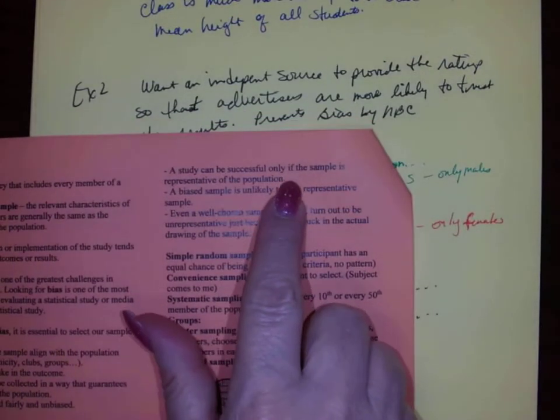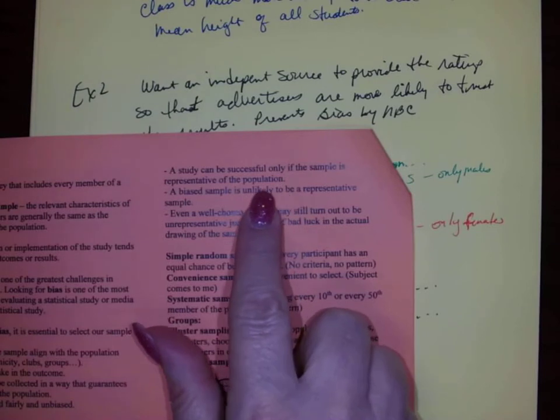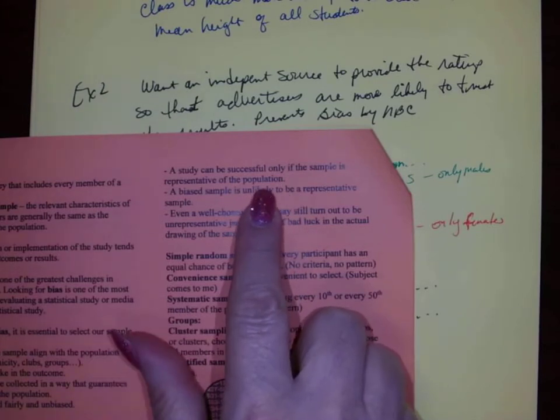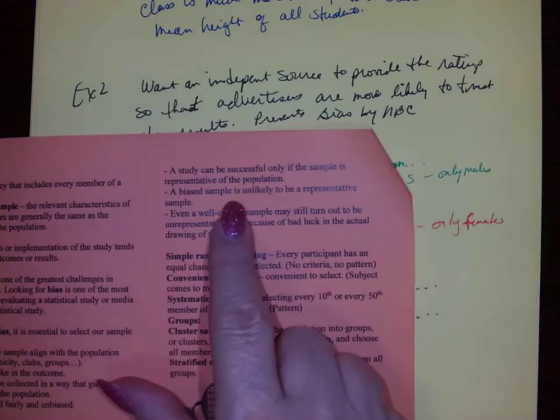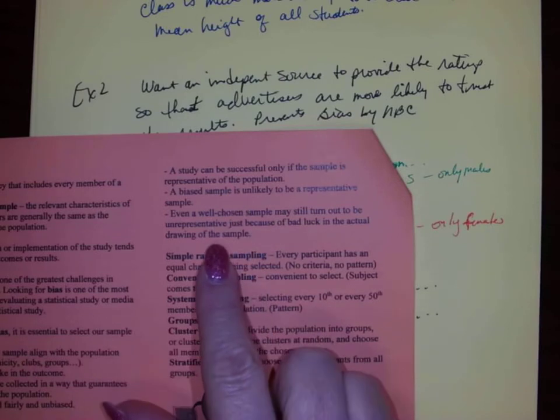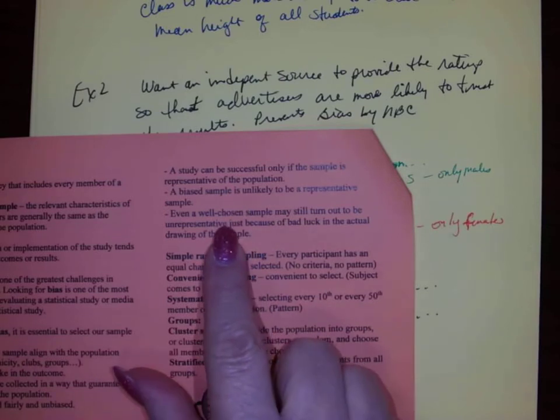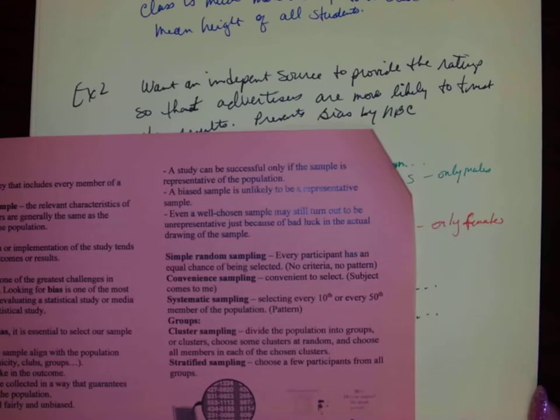A study can be successful only if the sample represents the population. A biased sample is unlikely to represent the population, and even a well-chosen sample may still turn out to be unrepresentative just because of bad luck in the actual drawing of the sample. So these aren't guarantees, but you've got to make sure your sample represents.